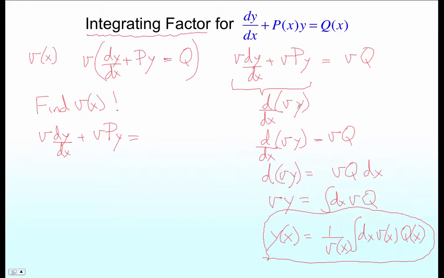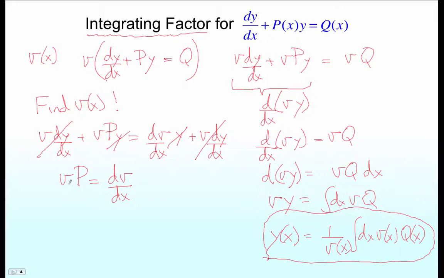This must be equal to d/dx of this, but d/dx of this is dv/dx into y plus v times dy/dx. We have the same thing here and here, so that cancels, and y can also be divided out. So then we are left with v times p equals dv/dx.